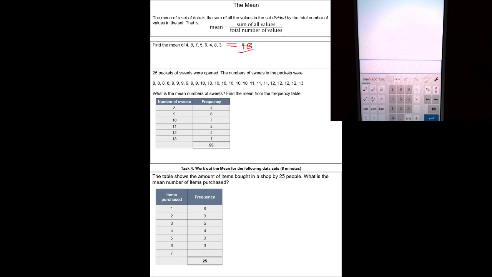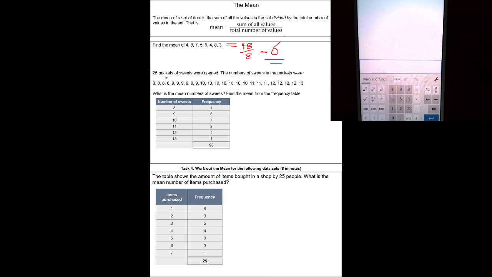So we've got 48. So we added all of these up, yeah? Then divide by how many there are: 1, 2, 3, 4, 5, 6, 7, 8. How many 8s go into 48? 8 times 6 is 42. No, 48. Ah, yeah. It's 6, isn't it? So our mean is 6.